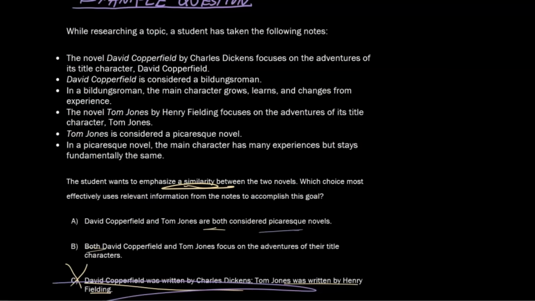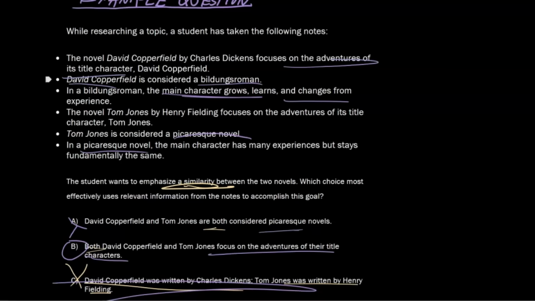Doesn't matter. Okay. This one says David Copperfield is a Bildungsroman. Well, only Tom Jones seems to be a picaresque novel, so A is wrong. We know it must be B. But let's see. Both of them focus on the adventures of their title characters. Let's see. David Copperfield, the main character grows, learns, changes from experience. We're focusing on the adventures of the title character. This one's also focusing on the adventures of its title character with the main character. So we know it's B.